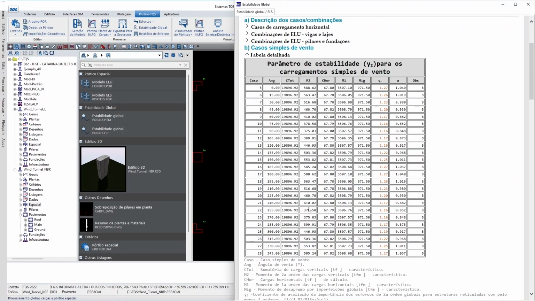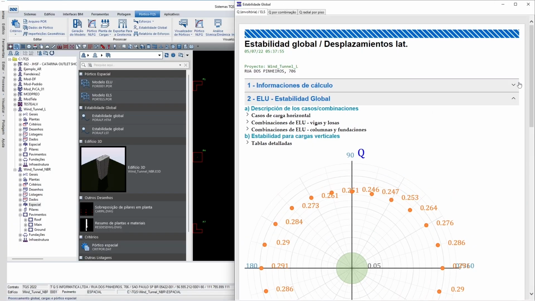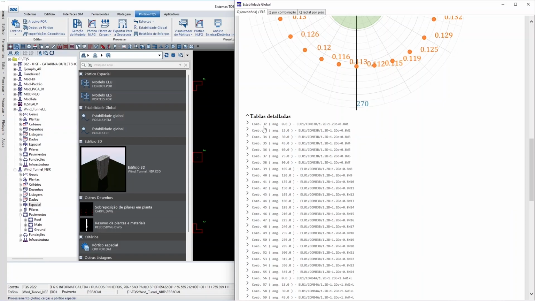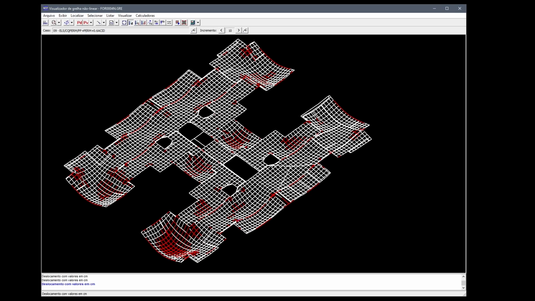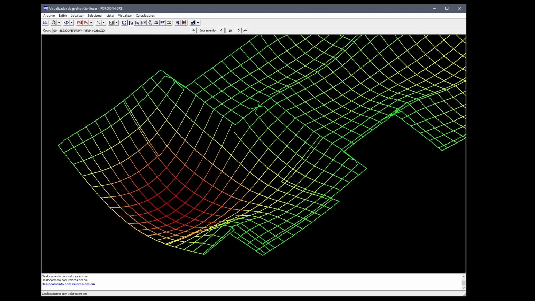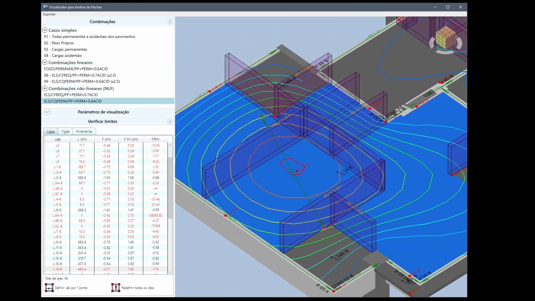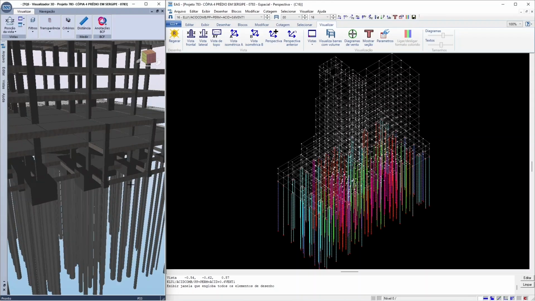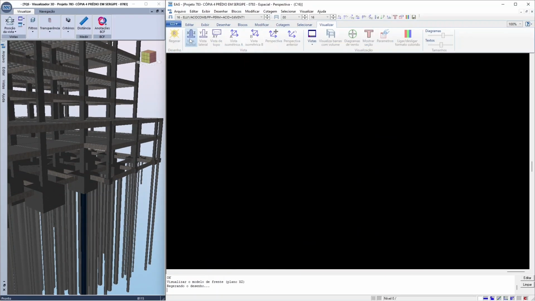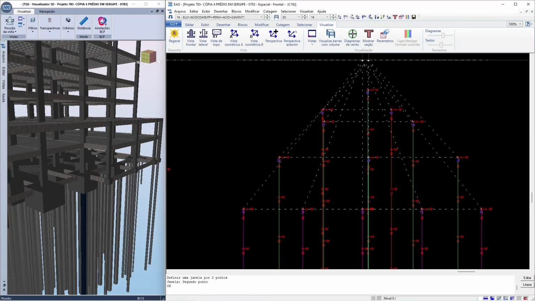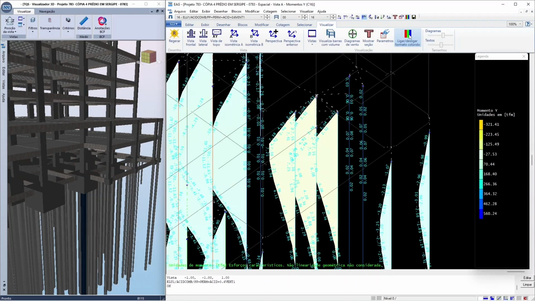The assessment of global stability and calculation of second-order effects is performed using approximate methods or with refined geometric nonlinear analysis. In addition to linear analysis, it is possible to calculate deflections in slabs using a nonlinear analysis that takes into account cracking and creep of the concrete. In TQS, it is possible to simulate the interaction between the infrastructure and the superstructure in the model, in which the foundation and soil elements are discretized together, with the spatial frame taking into account geotechnical aspects.